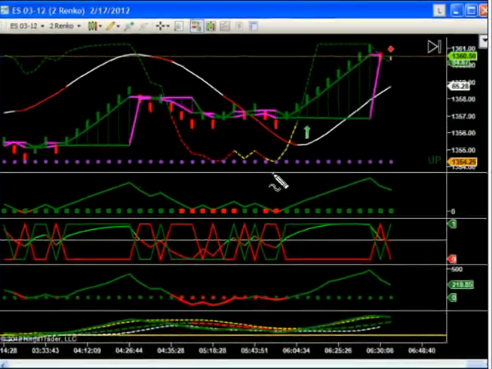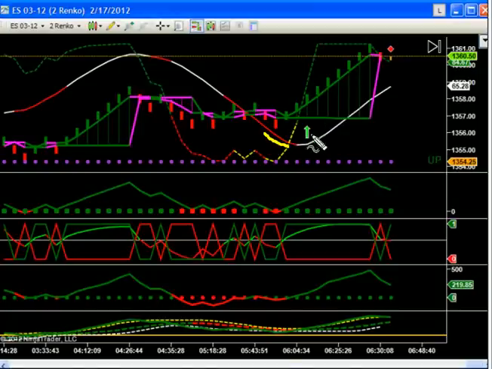Now here's the ES2 Renko on 2/17/2012. This was an early trade I made today. Went long right here after a fairly lengthy squeeze, and the variable band was crossed right in here, and the swing cycle was green, moving up, and everything else was moving up here and here and here and here.